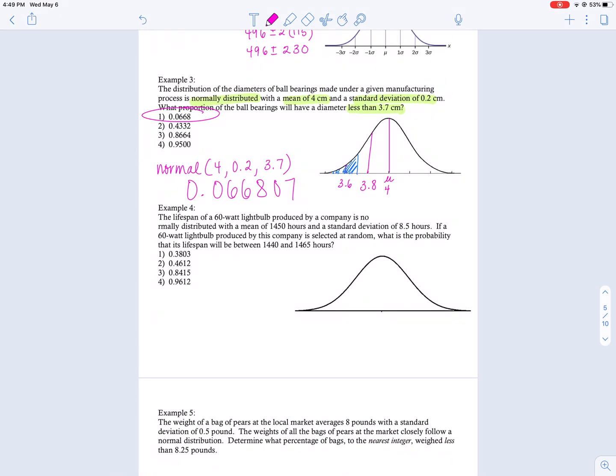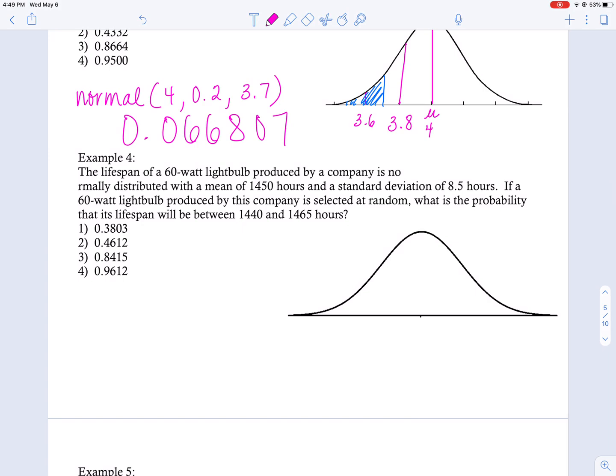All right, let's try for the light bulb question. Number 4, it says the lifespan of a 60-watt light bulb produced by a company is normally distributed with a mean of 1450, standard deviation of 8.5. Okay, so they want to know what is the probability of its lifespan between 1440 and 1465. So here's where you kind of have to calculate both and then subtract your numbers.